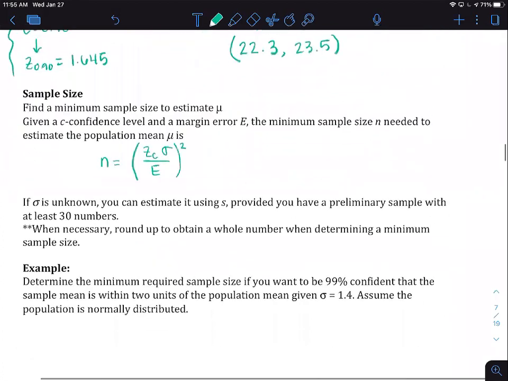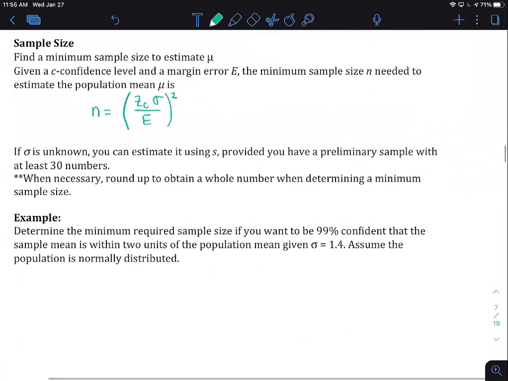Okay, so the other part with confidence intervals is we could use it to find a minimum sample size. So that way we can better know how many we need to survey or find information from. So finding a minimum sample size to estimate the mean, given a c confidence level and a margin of error E, the minimum sample size n needed to estimate the population mean is, and this is our formula. It's the same formula we use for E, just rearranged.